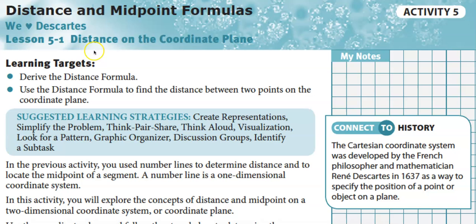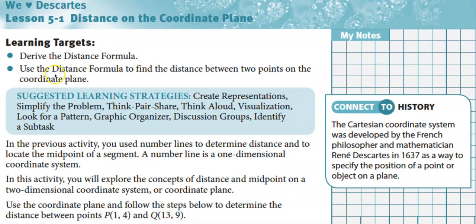So we're going to talk about distance on the coordinate plane today. We have two learning targets. First, we're going to derive the distance formula. Derive just means come up with, so create. So we're going to create it, which is pretty cool. And then we're going to use that formula to find the distance between 2 points on the coordinate plane.